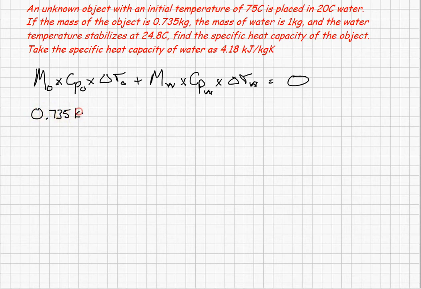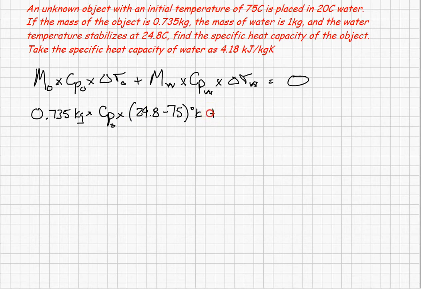0.735 kilograms times Cp of the object times, and our delta T in this case is 24.8 minus 75, which was our starting temperature. And notice again that's going to be the negative number that we're expecting. And that's going to be degrees K or degrees C. Temperature difference doesn't matter whether we call it Kelvin or Celsius. It's the same temperature difference regardless.